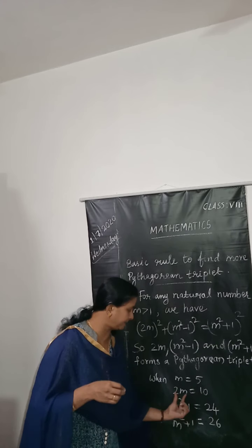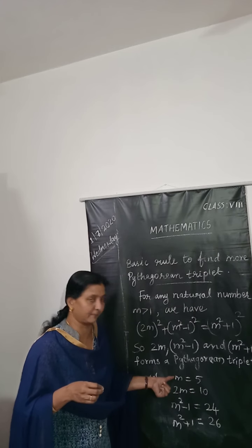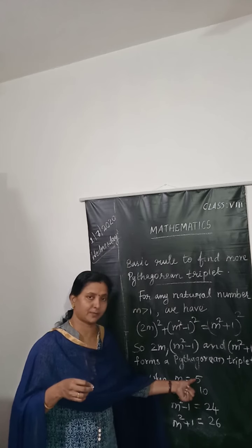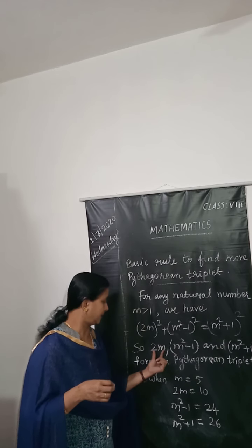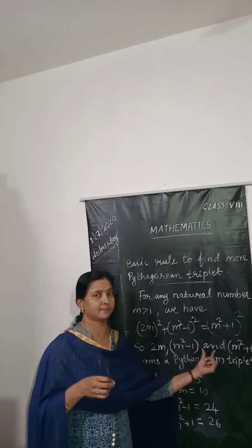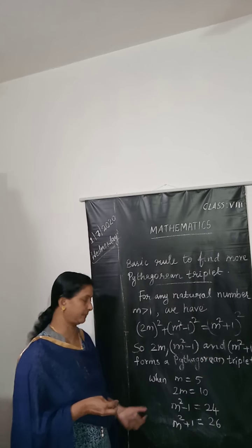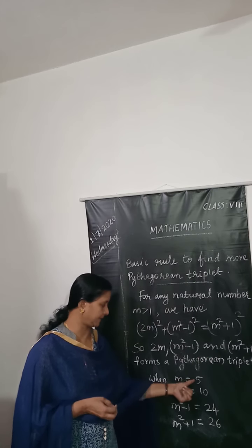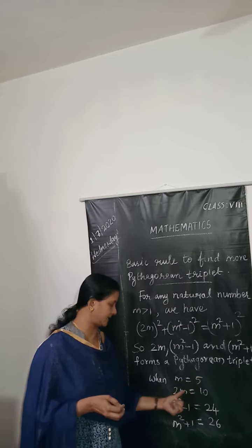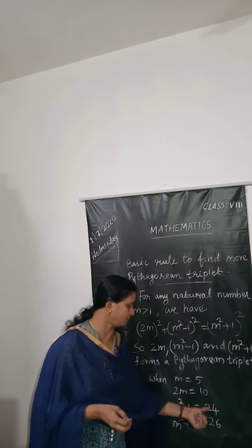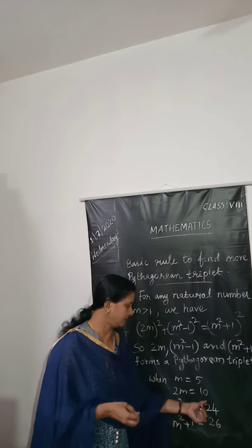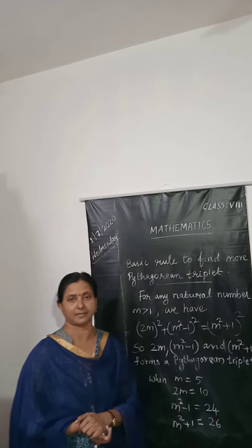10 is 2m. Don't consider this m. Don't take 5 as one of the members. Actually 2m, m square minus 1 and m square plus 1 are the members of the triplet. So don't consider this m here. Don't take that 5 as the answer. You have to take 10, 24 and 26. 10, 24 and 26 are the Pythagorean triplet.